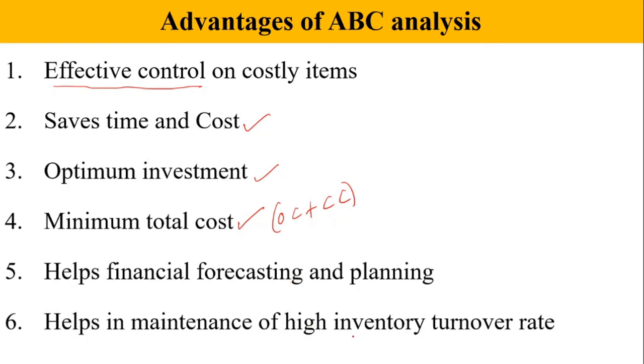Helps in maintenance of a high inventory turnover ratio. This ABC analysis categorizes the inventory. Due to that, we can maintain a high inventory turnover ratio in case of high investment value material like A category inventory. We need to purchase more and more, and because it is consumed very high, the inventory turnover rate is going to be high. Because of ABC analysis, we maintain a high inventory turnover rate. These are the advantages of ABC analysis.